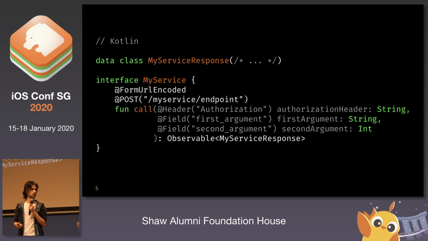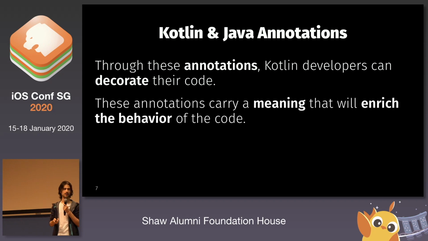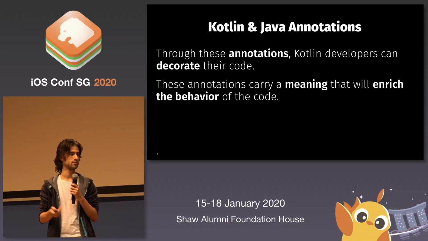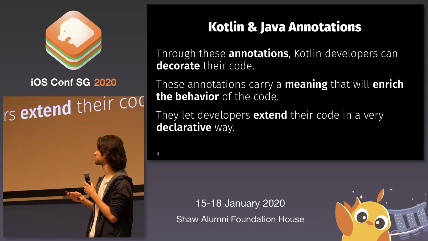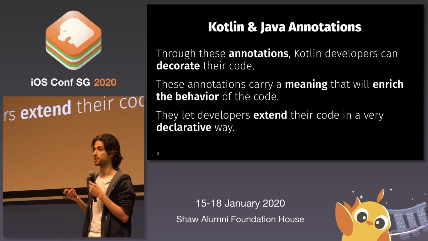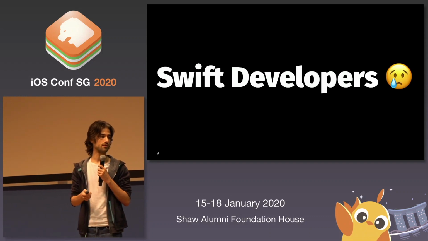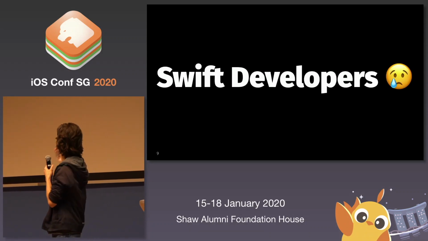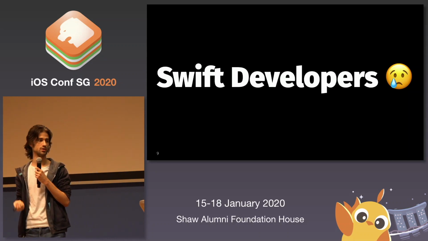So that's pretty cool, because these annotations basically let Kotlin developers decorate their code, and they carry a meaning that is going to enrich the behavior of the code. Basically, we could say that they let developers extend their code in a very declarative way. And we do like declarative programming. Unfortunately, for us Swift developers, there are no annotations. Or at least, there were no annotations.